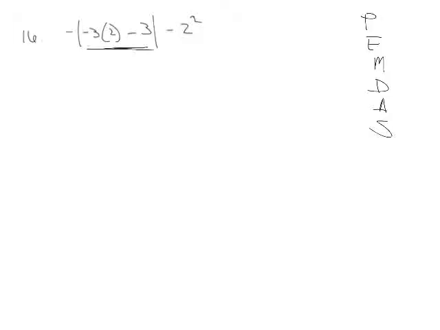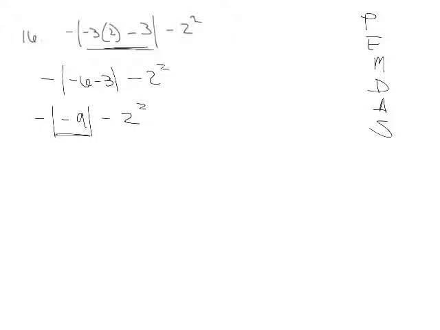And we always do our multiplication before we do our addition. So let's go ahead and do our multiplication. Negative 3 times 2 is negative 6 minus 3. And I'm just going to do this one little step at a time. And negative 6 minus 3 is negative 9 minus 2 squared.